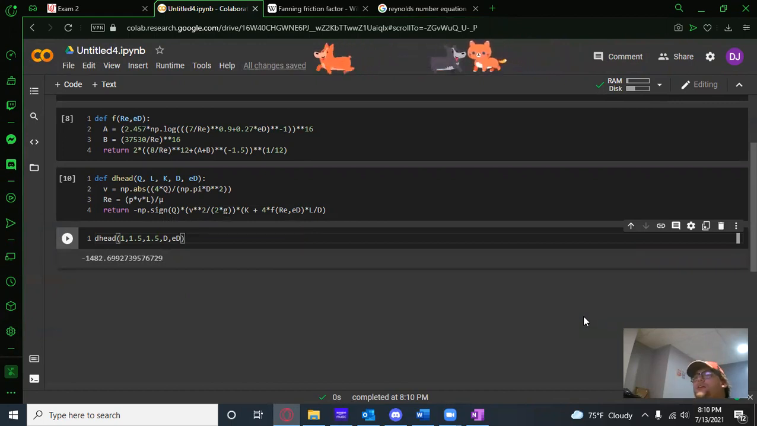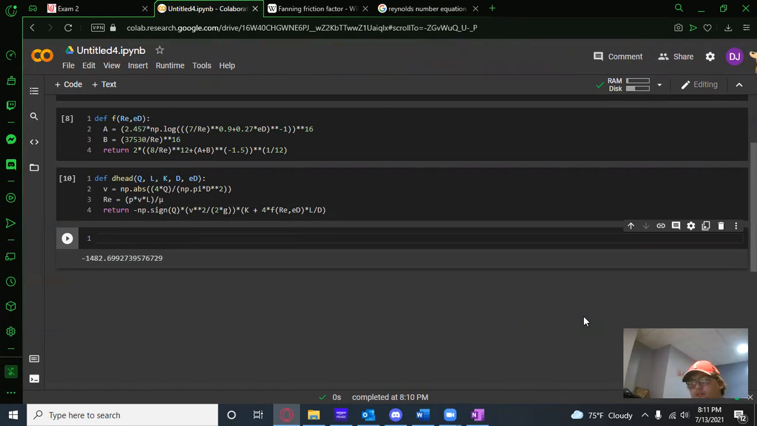We run that, we get a value of negative 1482. So it returns a value. So far, so good. Now that we have that, what we're trying to do now is we need to calculate the flow.